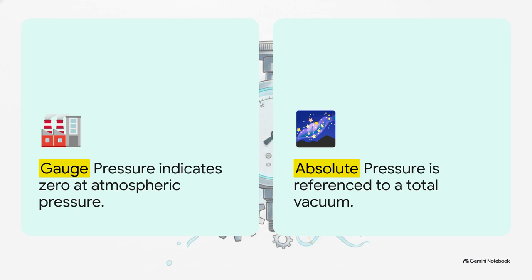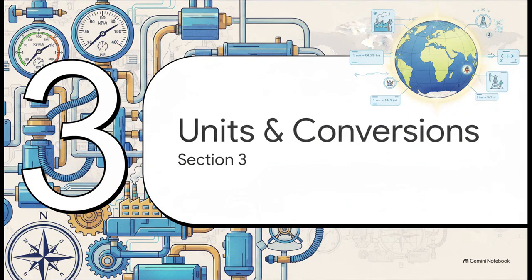Oh, and it's also worth noting we sometimes measure differential pressure, which is just the direct difference between two separate measurement points. That one's highly useful for measuring things like flow and liquid levels. All right, Section 3, Units and Conversions. Because different industries use totally different metric and imperial languages to quantify all this.